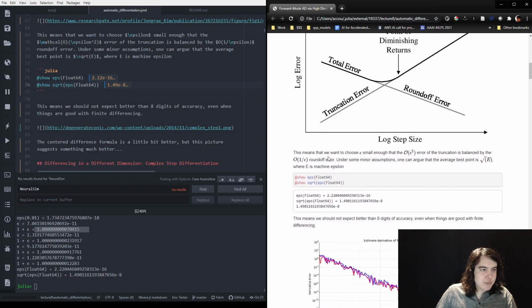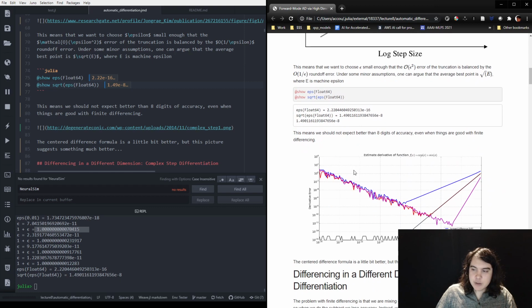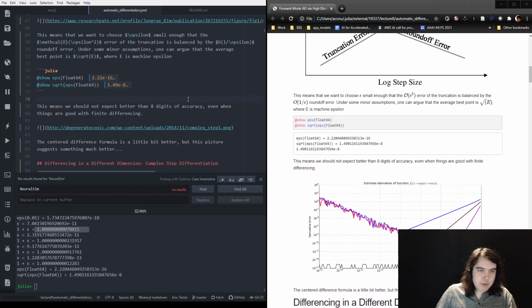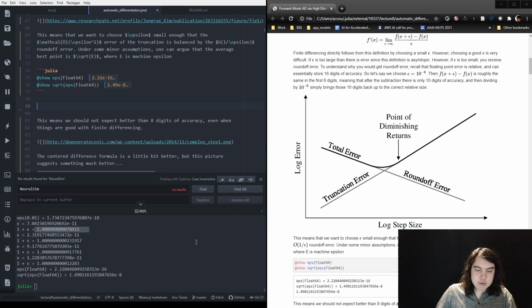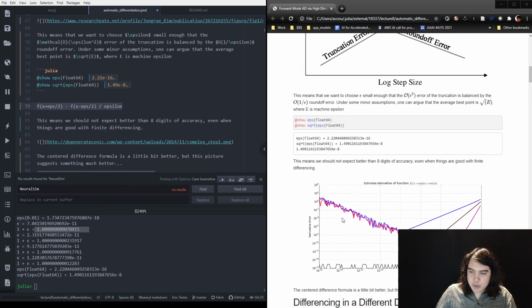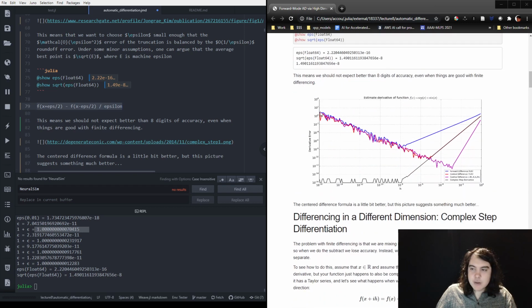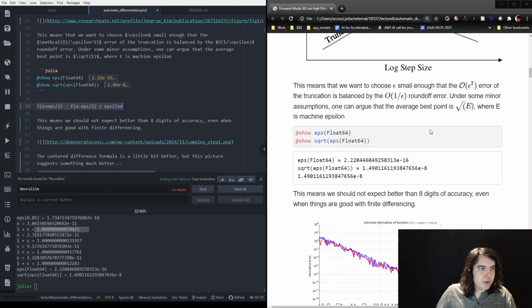So how well does this actually end up doing in practice? There are different ways to calculate this derivative. Instead of using f of x plus epsilon minus f of x, divided by epsilon, you can also do f of x plus epsilon over 2 minus f of x minus epsilon over 2, divided by epsilon. This is called central differencing. You can see that the blue is the forward difference method. So if you use the forward difference method, the optimal for differencing this function, let me zoom in a little bit.